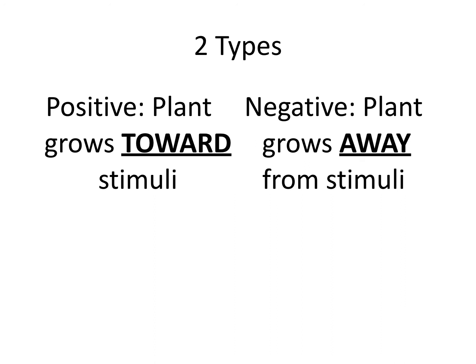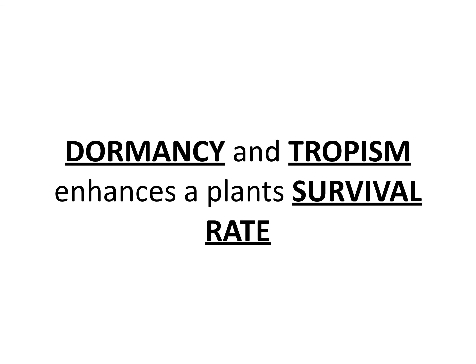And the reason why we have to learn these things are, together, dormancy and tropisms enhances a plant survival rate. So we combine this with our last unit, photosynthesis, cellular respiration, transpiration. If you include dormancy and tropisms, we learn 5 different ways plants increase their survival rate. So that's the overarching reason why we have to learn these in 6th grade.